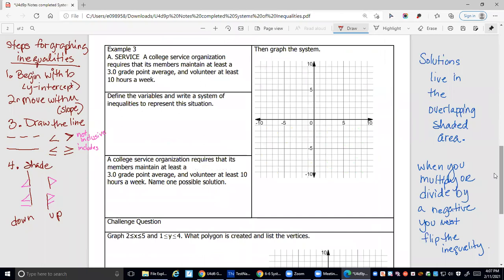So here, this is a word problem. We have a college service organization that requires its members to maintain at least a 3.0 GPA, grade point average, and volunteer at least 10 hours a week. Okay, so here's my little spiel.